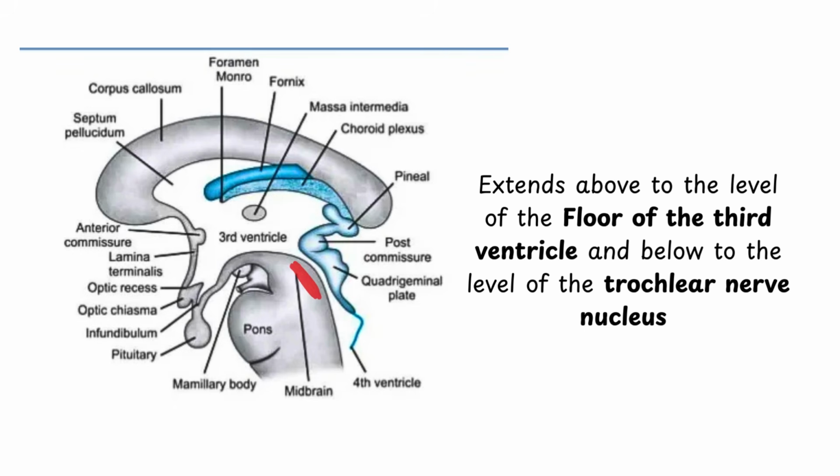The trochlear nucleus is situated at the level of the inferior colliculus. In this picture, the label quadrigeminal plate refers to the superior and the inferior colliculi together. The third nerve nucleus is at the level of the superior colliculus, the fourth nerve nucleus is at the level of the inferior colliculus, and the extent of the oculomotor nuclear complex is marked in red in this diagram.